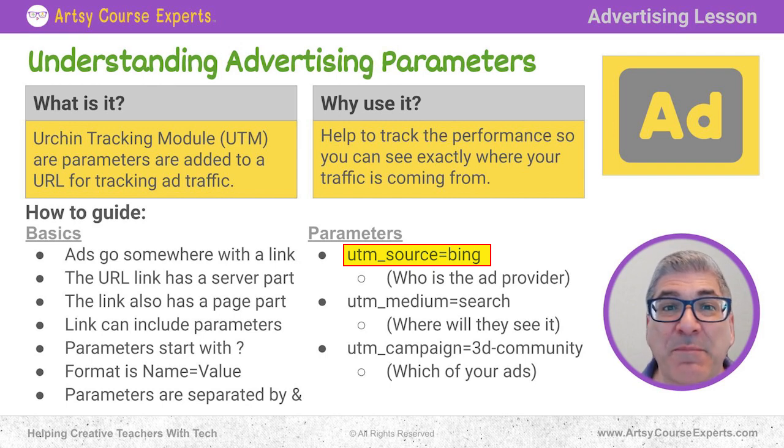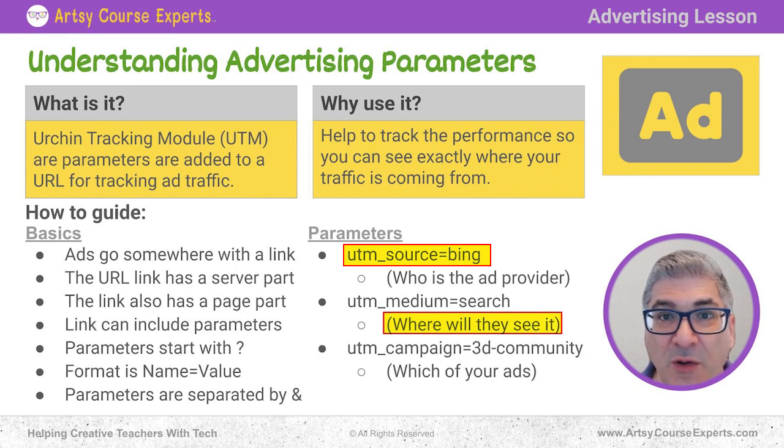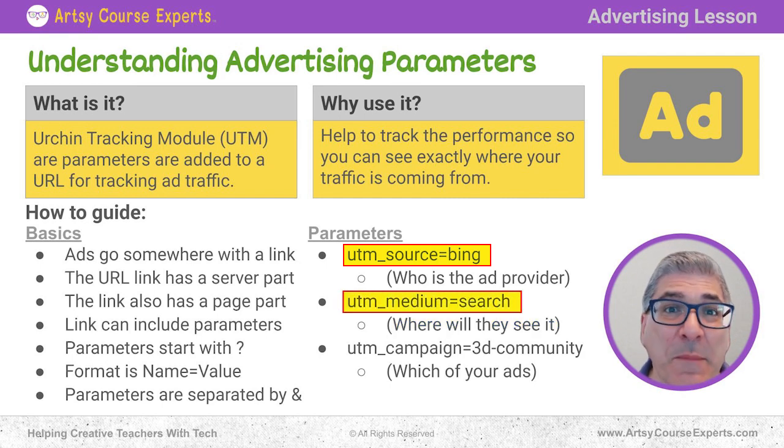The next parameter might be the medium, which is where they're going to see it. For example, are they going to see it on Facebook, or in a search, or a display ad with your affiliate partners? A whole bunch of different places where you can put these ads: text ads, image ads, video ads, etc. So the next one is utm_medium equals search. In this example, we're using Bing, so the medium might be search, right? So we're using Bing with search ads. The third parameter that you could potentially use is campaign. It's a really popular one.